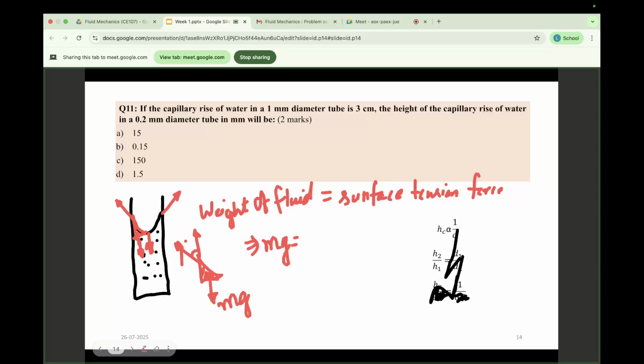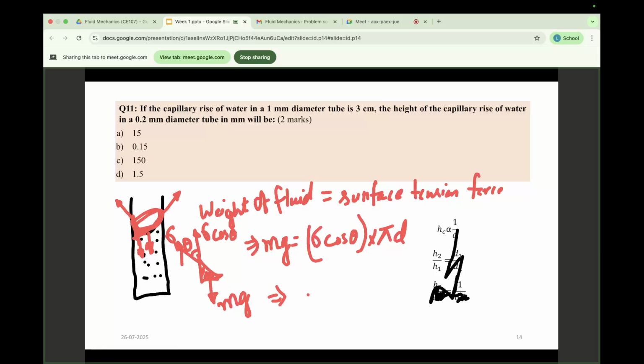To say it makes an angle theta. So if it is sigma, then it should be sigma cos theta. So I can write sigma cos theta is the surface tension into its circumference. So this force will act throughout the periphery of the test tube. That means the circumference of the test tube, which is pi d, right?